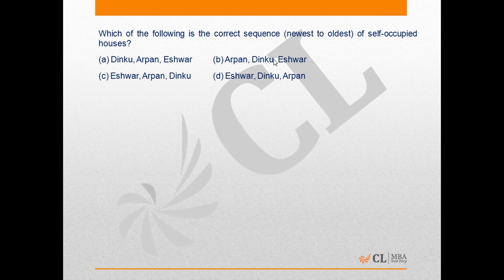Coming to the last question of this set, we have to check which of the following sequences of self-occupied houses are listed newest to oldest. This is again option C, in which Iswar's, Arpan's and Dinku's. As we know that Iswar's house is newest among the three, and then Arpan and finally Dinku. So that's all for this set.